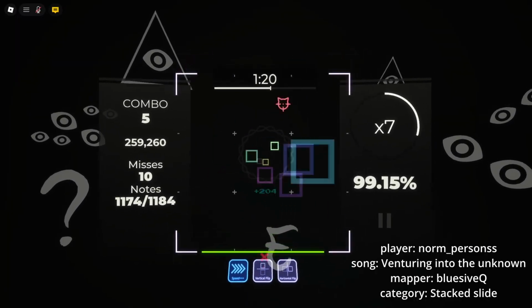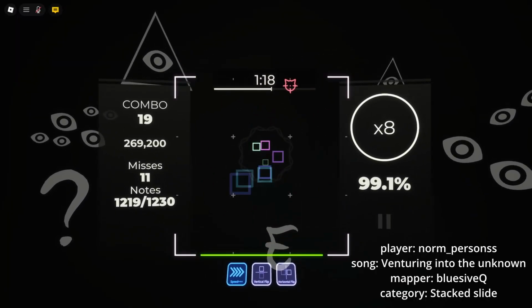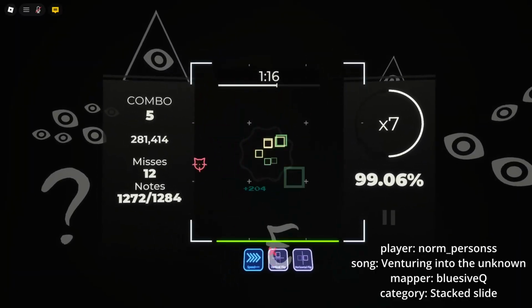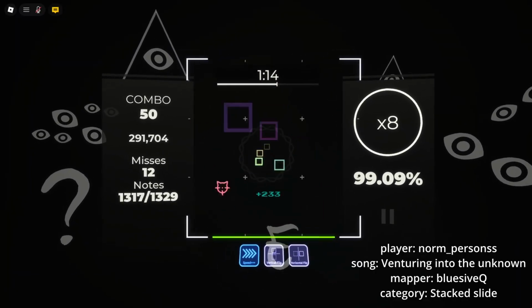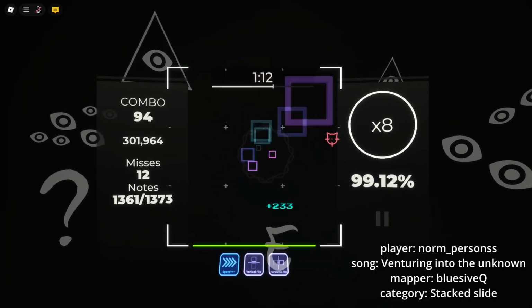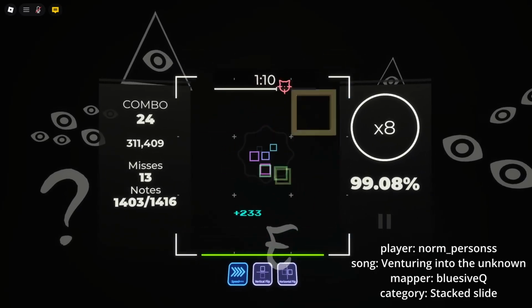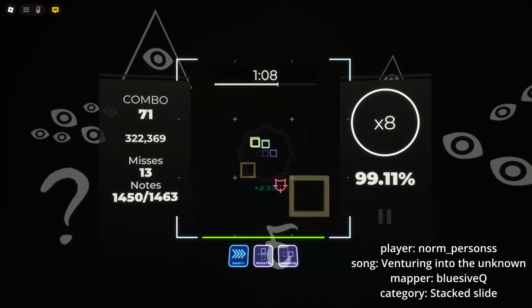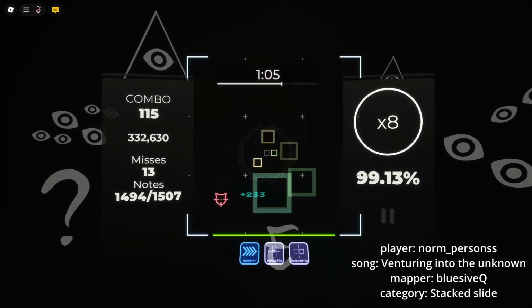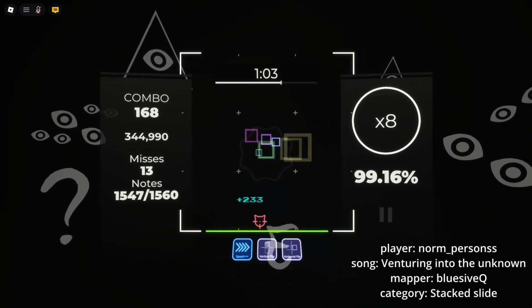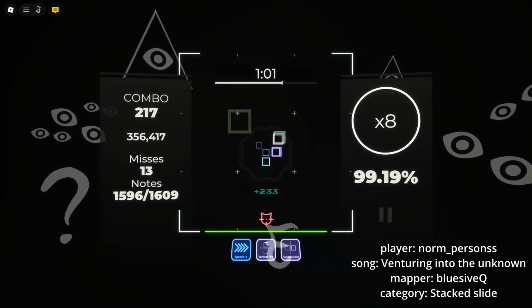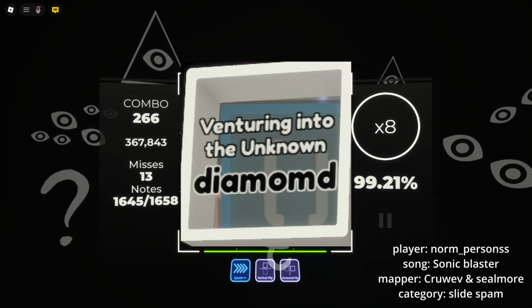Well, I may not know what timing is, but I do know what stacked patterns are. And they are kind of like quantum. They are never standalone patterns, they are always a part of another pattern. And that is when nodes are on top of each other, making your timing and control way harder. Getting a good accuracy in this type of map is super hard. An example of a stacked map is venturing into the unknown.